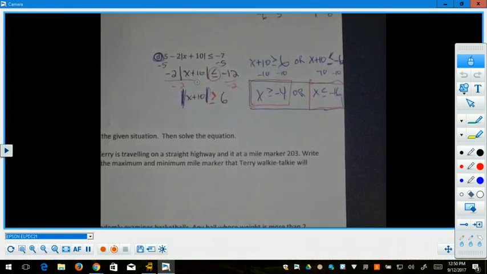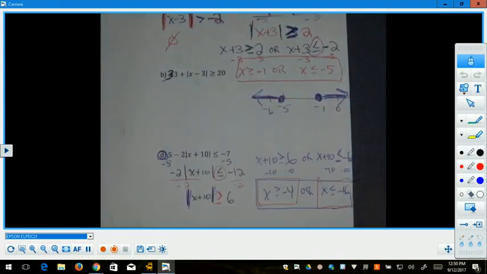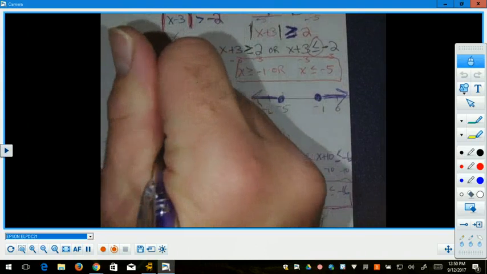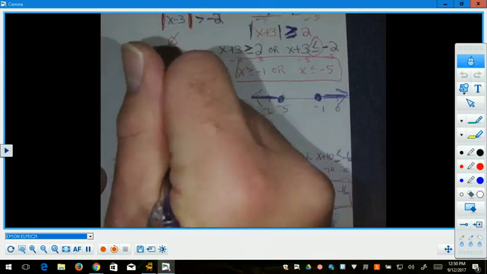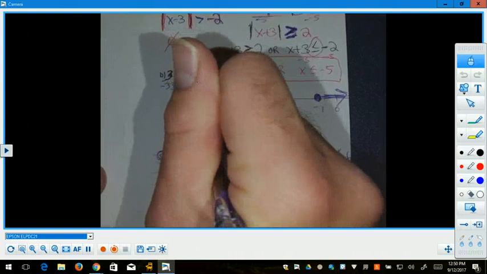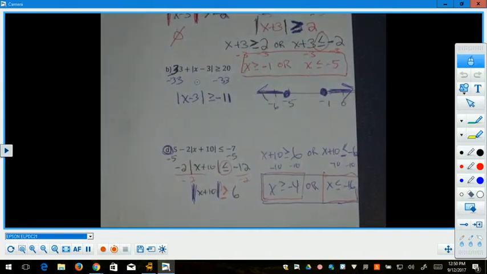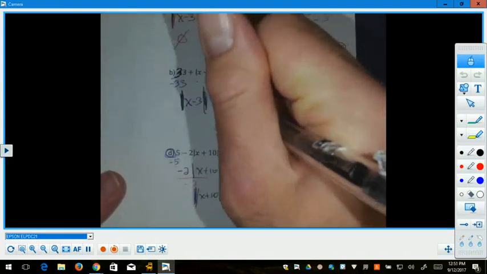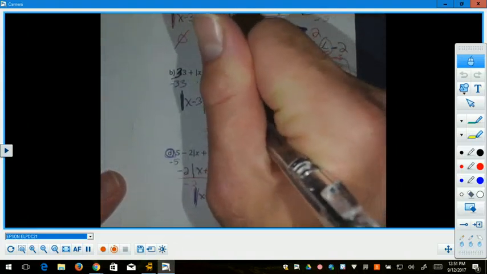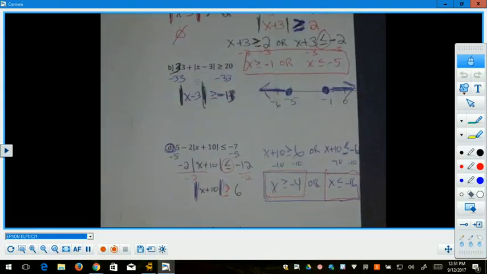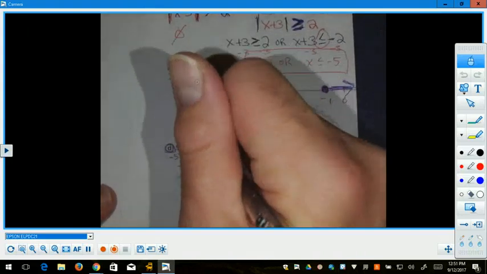I do want to point out that on the problem above, we're going to change letter B to make that 13 a 33. When you subtract 33 from both sides, you have the absolute value of x minus 3 is greater than or equal to negative 13. Could it be equal to negative 13? It can't be equal to that.